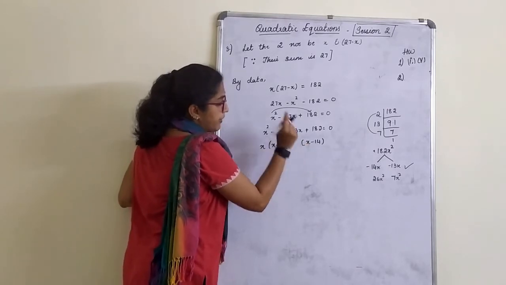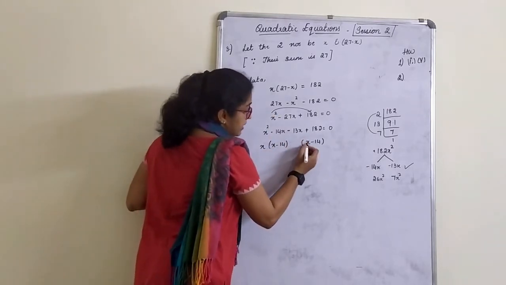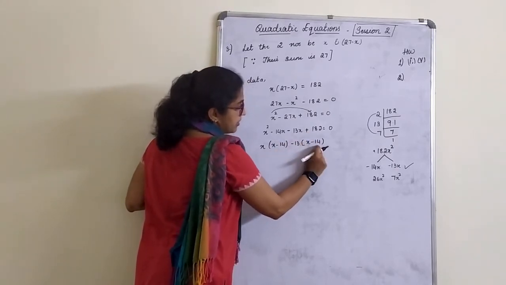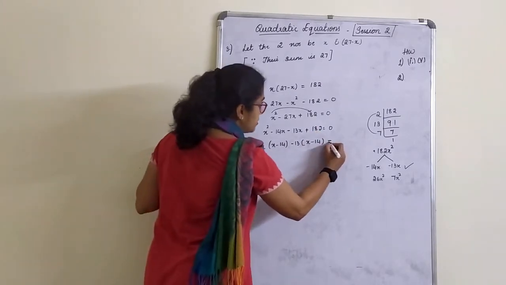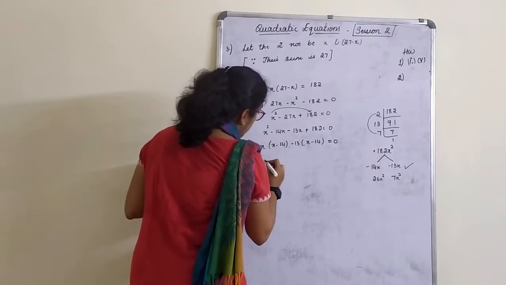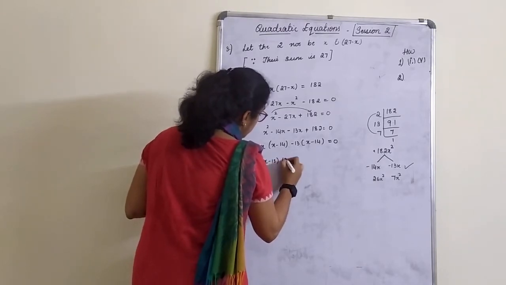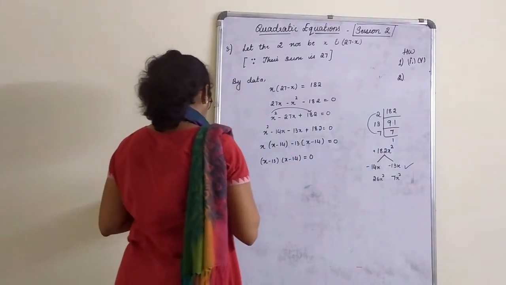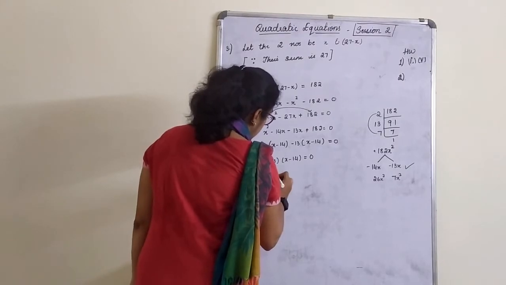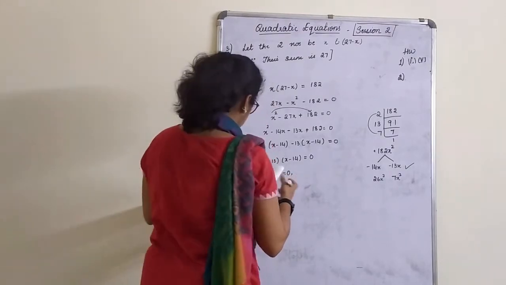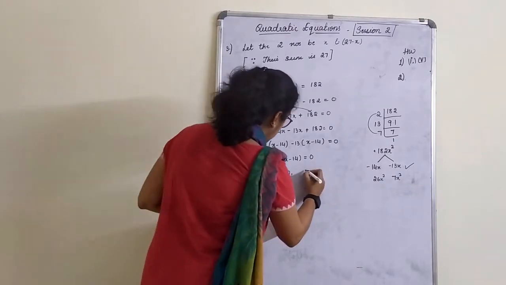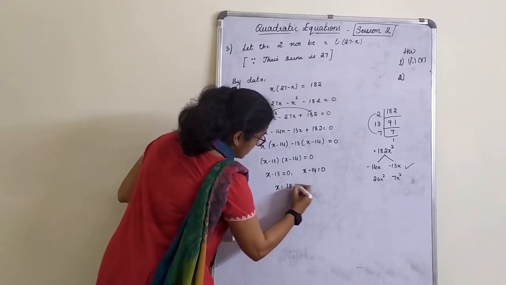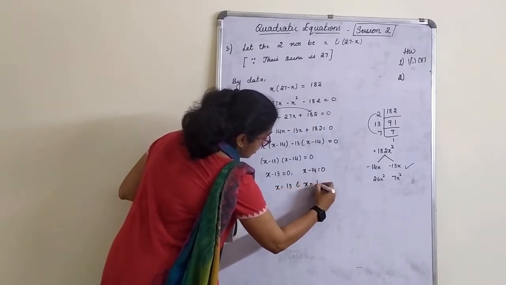x into what number should give you minus 13x? So x into minus 13 will give me minus 13x. Minus into minus plus, 13 14s are 182, equal to 0. So x minus 13 times x minus 14 is equal to 0. Right? Next part. x minus 13 is equal to 0, and x minus 14 is equal to 0. So x is equal to 13 and x is equal to 14.